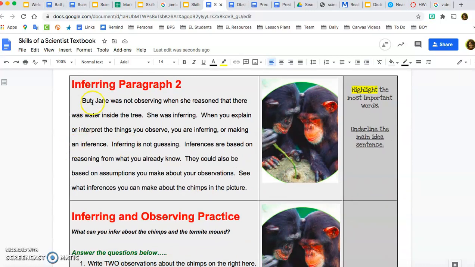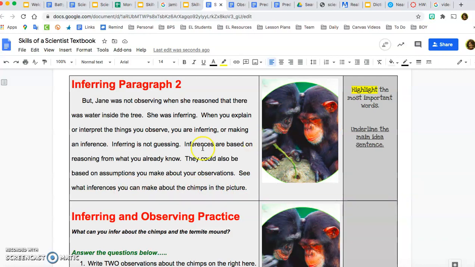Here we go. I'm going to read out loud. You read along with me in your head. But Jane was not observing when she reasoned or thought that there was water inside the tree. She was inferring. When you explain or interpret the things you observe, you are inferring or making an inference. Inferring is not guessing. Inferences are based on reasoning from what you already know. They could also be based on assumptions you make about your observations. See what inferences you can make about the chimps in this picture.